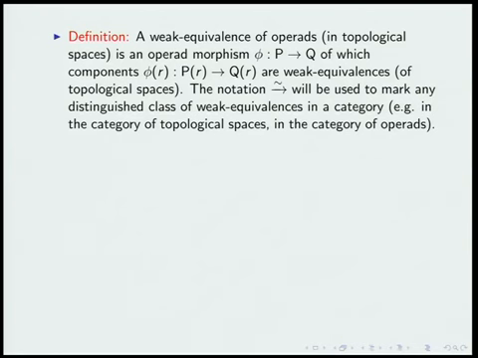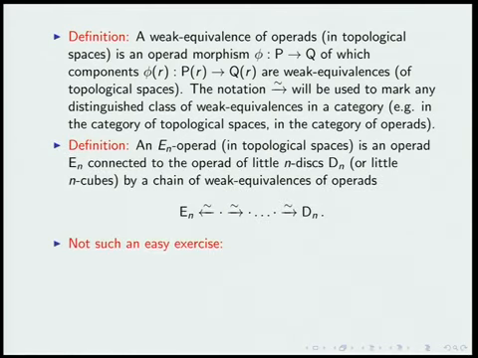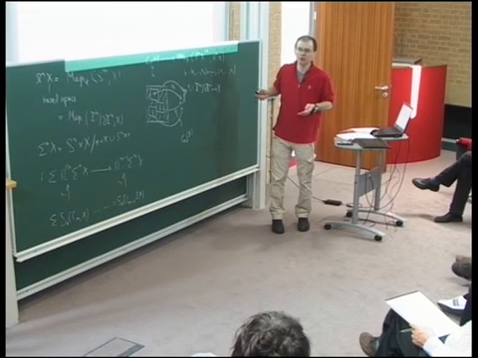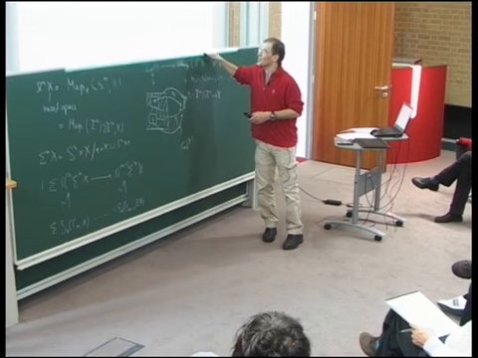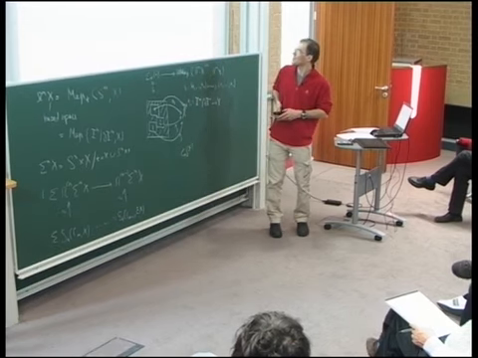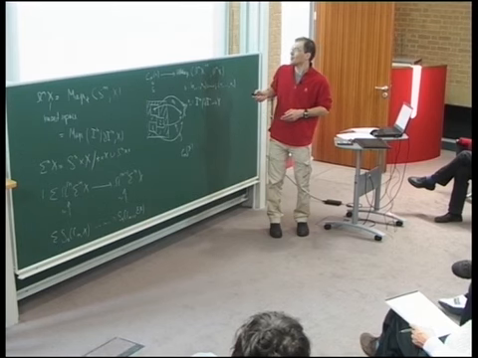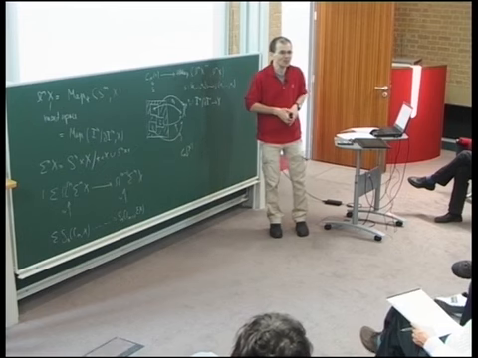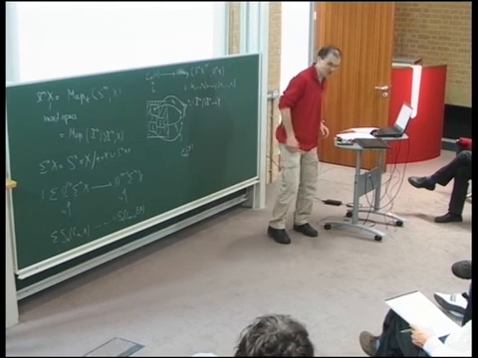And I will use this notation to mark any distinguished class of weak equivalences in a category. This is the standard notation in topology. So I will say that an operad in topological spaces, En, is an En operad if this operad is connected to the operad of little n disks by a chain of operad morphisms of this form, where each morphism is an operad weak equivalence. The intermediate objects have to be operads, and the weak equivalences have to intertwine the operad structures. There's an exercise which is very nice but not so easy. I claim that the little n disks and the little n cubes operads are connected by such a chain of operad weak equivalences.